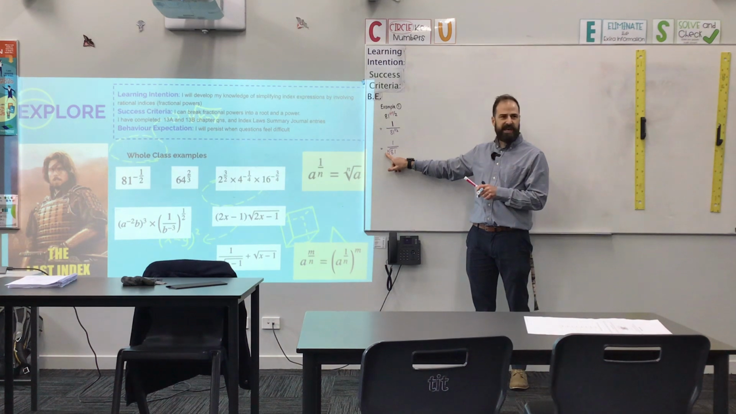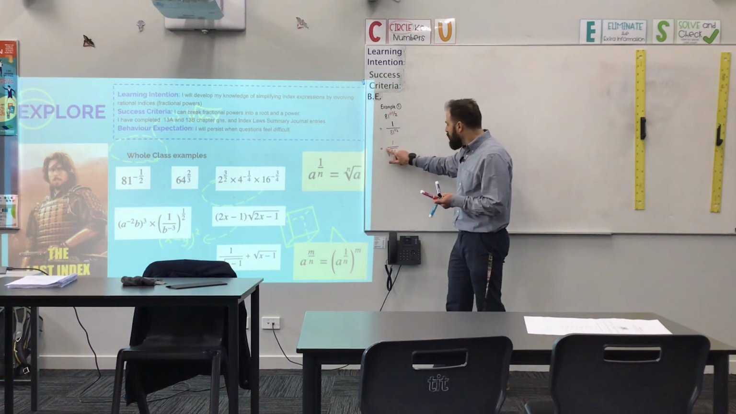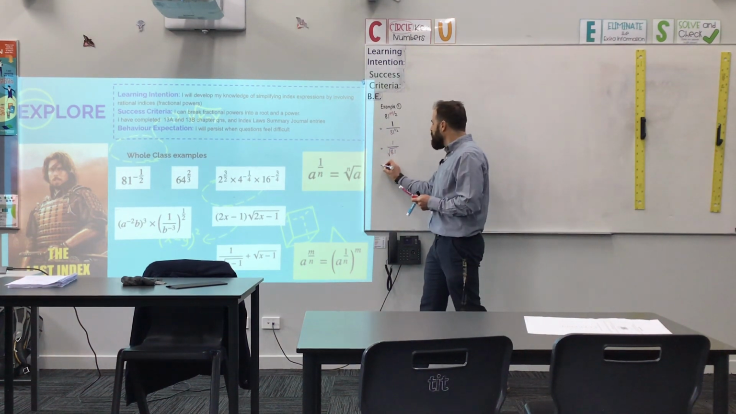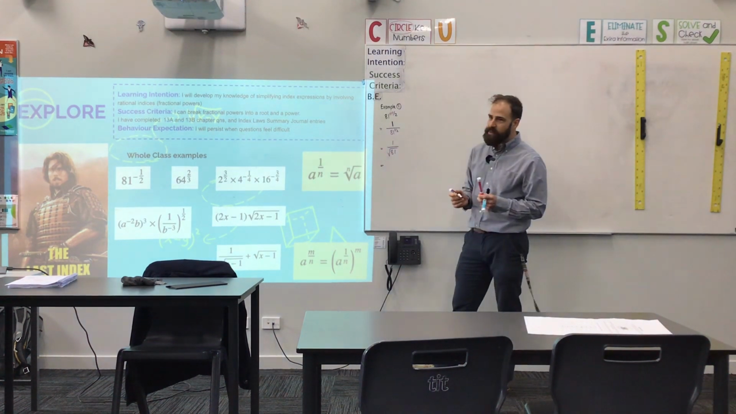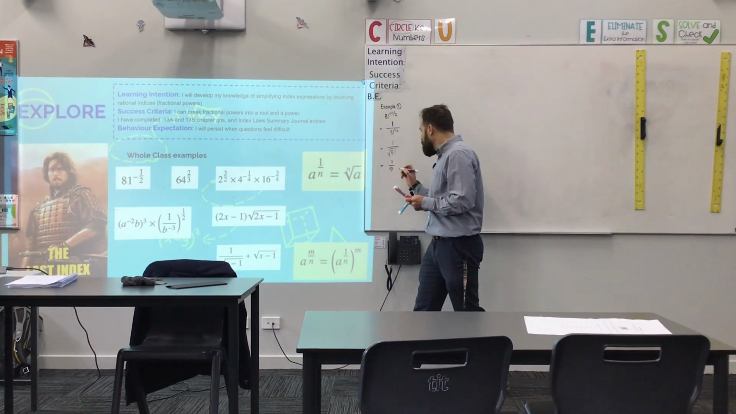Do I need to write the 2 here? No, I do not. When we have square roots, we don't put the little 2. If it's a cube root, fourth root, fifth root, we always put the number. So I don't need to have the little 2. Final step, I can simplify this further. What is the square root of 81? 9. So my final answer is 1/9.